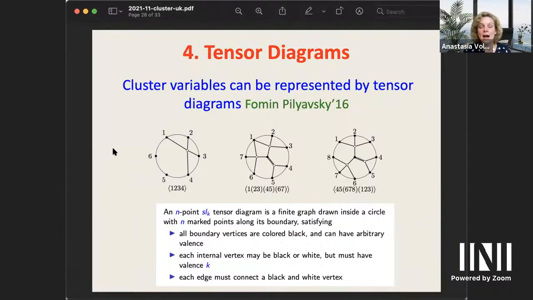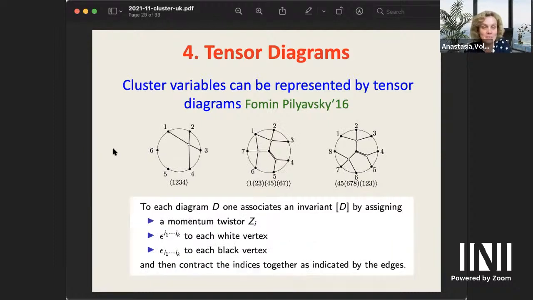Okay, good. So the second approach to the same problem would be the tensor diagrams. As this audience knows better than me, clusters of variables can be represented by tensor diagrams of Fomin-Pylyavskyy. So for example, here I've drawn some examples. Again, for physicists, I usually would have to review this, but not for this audience.